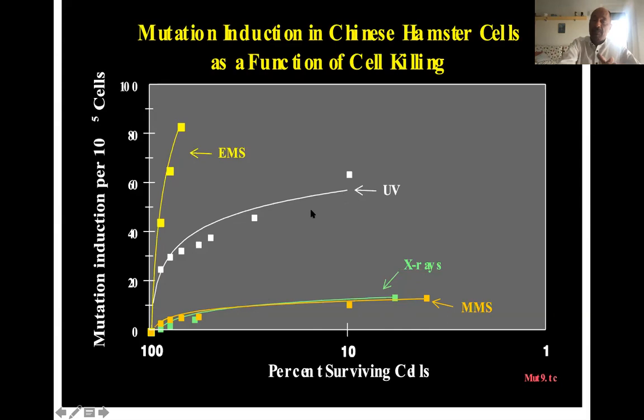So generally speaking, X-ray ionizing radiation is a very good killer because it causes macroscopic damage in the cell, while many, not all of them, but many chemicals are very good mutagens because they can induce mutations without killing the cells. But generally speaking, X-rays are a poor mutagen.